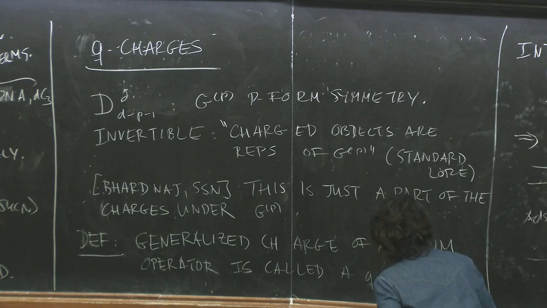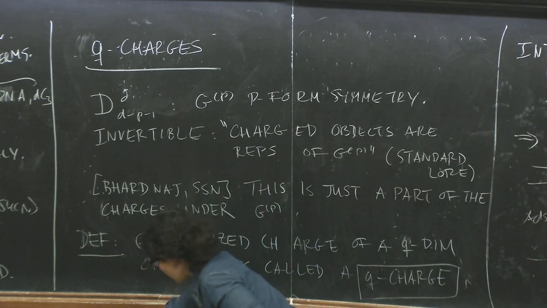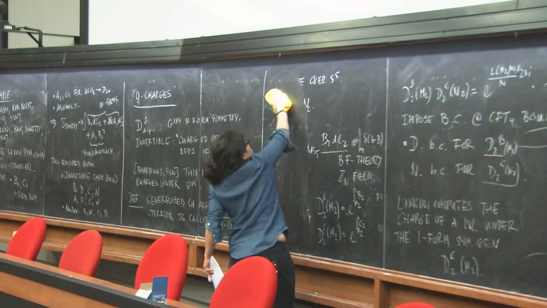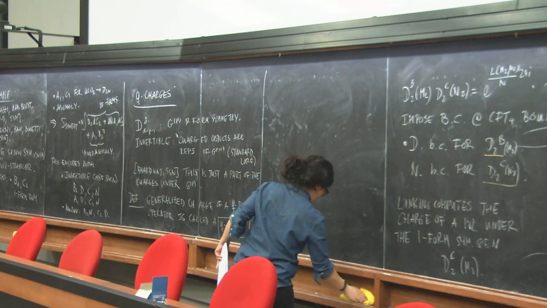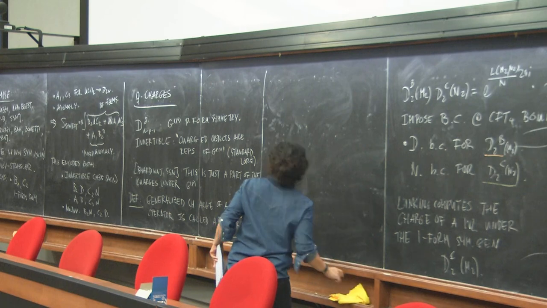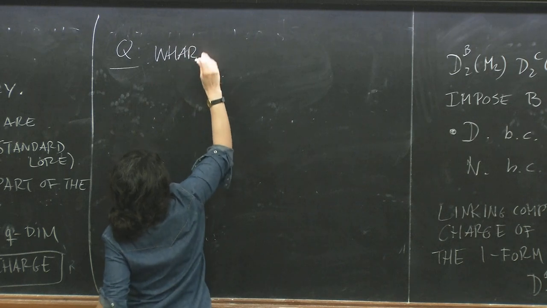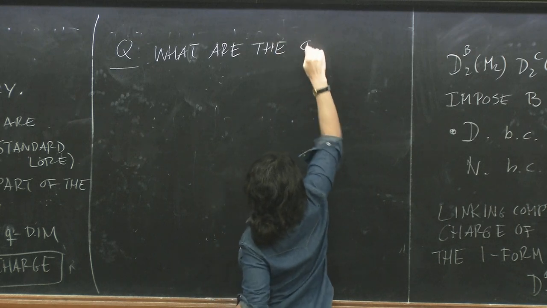Just in the same way that if you have a standard zero-form symmetry, you say this local operator is charged, it carries a charge. These are now q-charges. They're like high dimensional things that are charged under certain symmetries. And now the question is, given a symmetry, what are actually all its higher charges? We'll just basically focus on zero-form symmetries, and there is an interesting story coming out of this. So the question is, what are the q-charges?